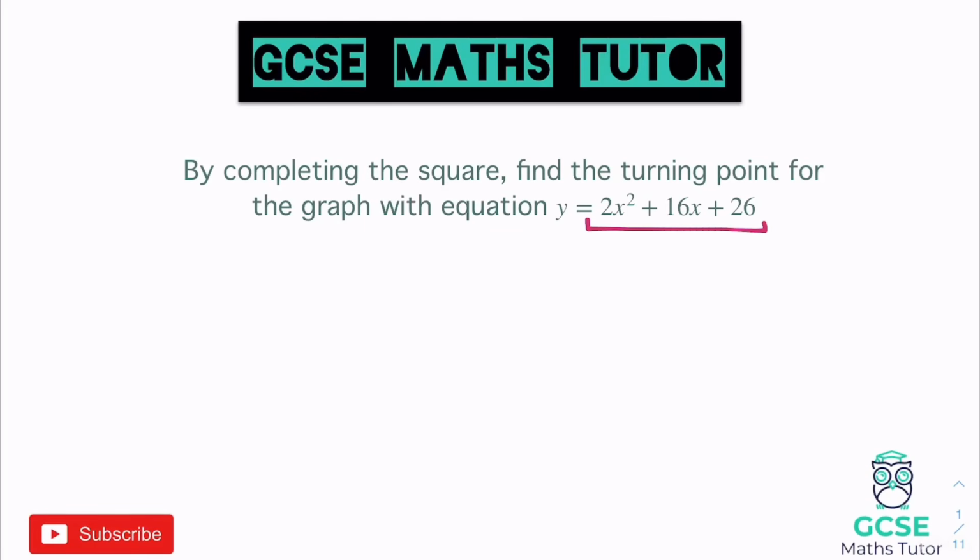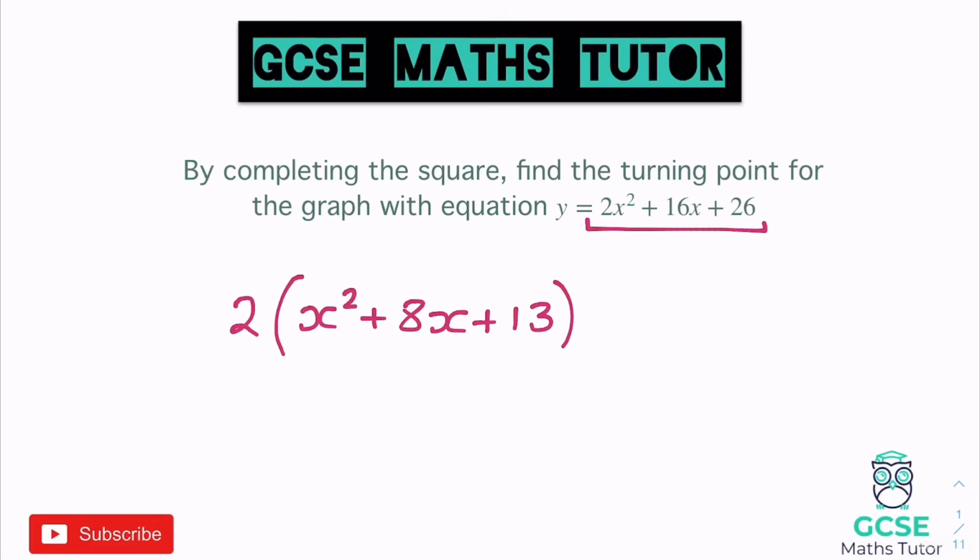So what we're going to do is factorise it by a factor of 2, okay? Just because x squared has a 2 in front of it, and they all divide by 2, we're going to take a factor of 2 out. So if I factorise this by 2, I get 2 lots of, and then dividing everything by 2, we get the 1x squared, we get 8x, and we get 13 at the end.